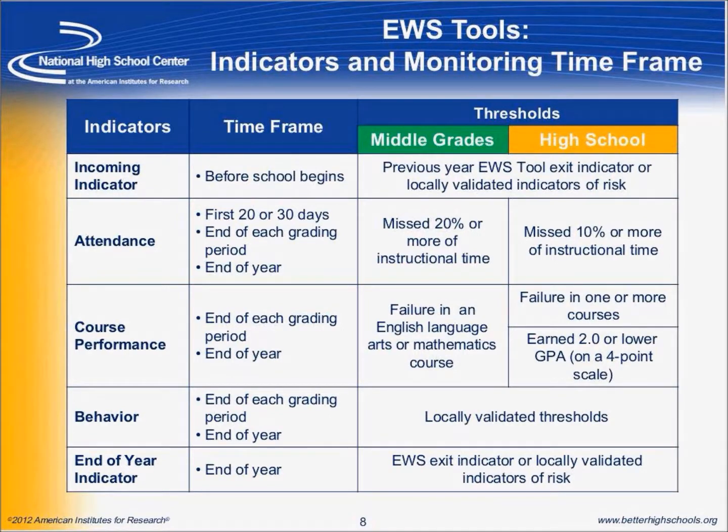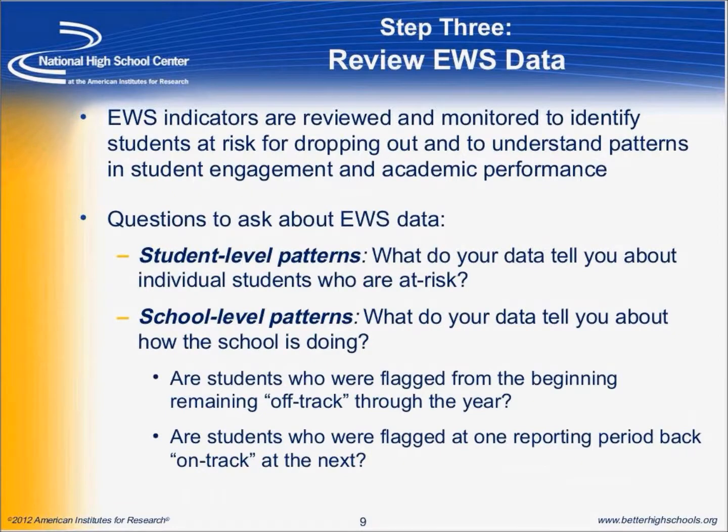So step 3, the team has to review the data in the tool. The goal is to review early warning systems data in order to accurately identify students who are at risk based on the best predictors possible. You'll want to look at the data to understand patterns in student engagement and academic performance. And student engagement is a broad term that can mean many things to many people, but it really captures this idea of engagement, attendance, and course performance are used as proxies for identifying that engagement.